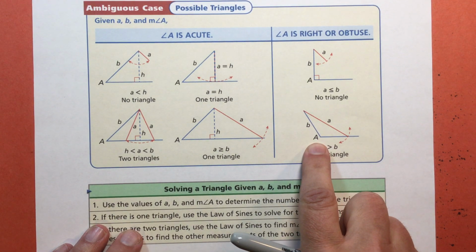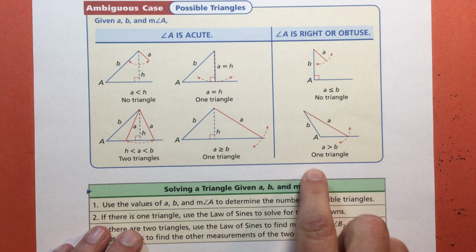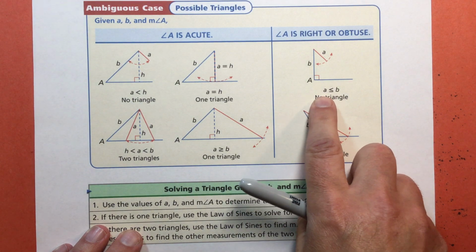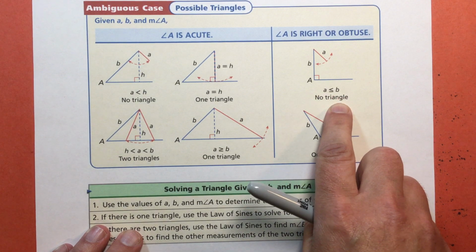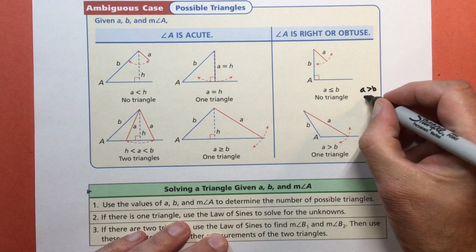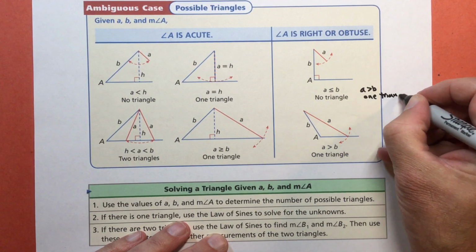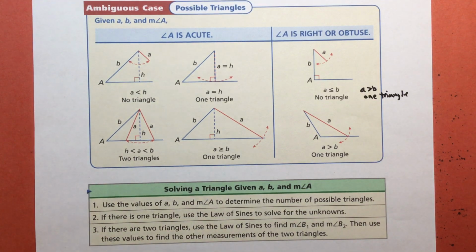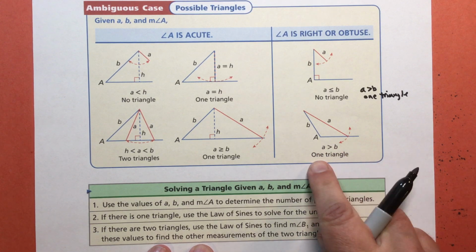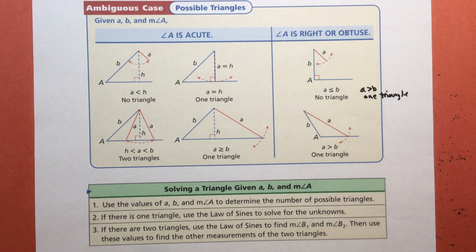If angle A is obtuse, then it says, it's a little confusing here. It says if A is less than B, you get no triangle. A better way of saying this would be if A is greater than B, you get one triangle. Forgot to rewrite that. And same thing if it's obtuse. If A is greater than B, you still get one triangle. So for right and obtuse angle A, you just check those two sides. And the side opposite has to be the biggest one.